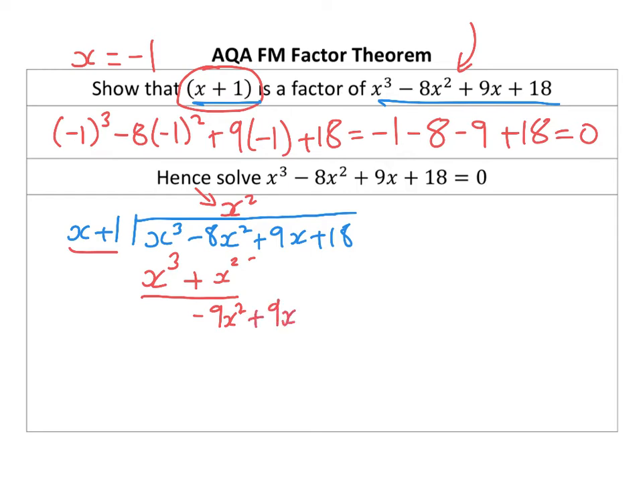Now I'm going to change colour. I don't know if the colours are going to make any difference actually, but we'll persevere with it. So x times what makes minus 9x squared, so that's going to be minus 9x. Multiply this whole thing by this here, and so I get minus 9x squared minus 9x, and I end up with 0.